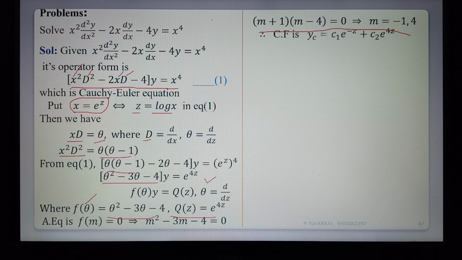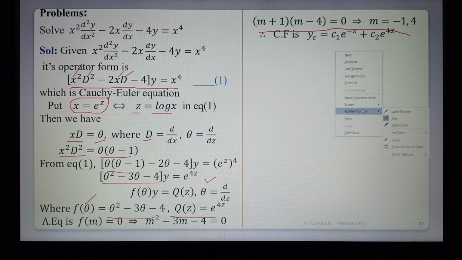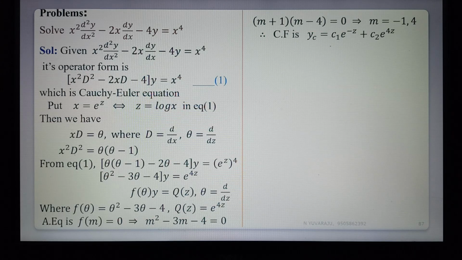Therefore the complementary function yc is equal to c1 into e power minus z plus c2 into e power 4z, a solution in terms of z. Here the independent variable is z, so the solution is in terms of z. Now finding the particular integral. The particular integral is equal to 1 by f of theta into Q of z, that is, 1 by theta square minus 3 theta minus 4 into e power 4z. So this is type 1.